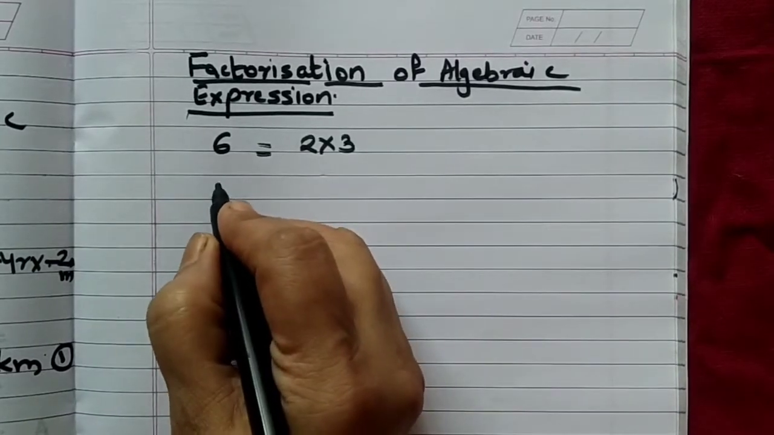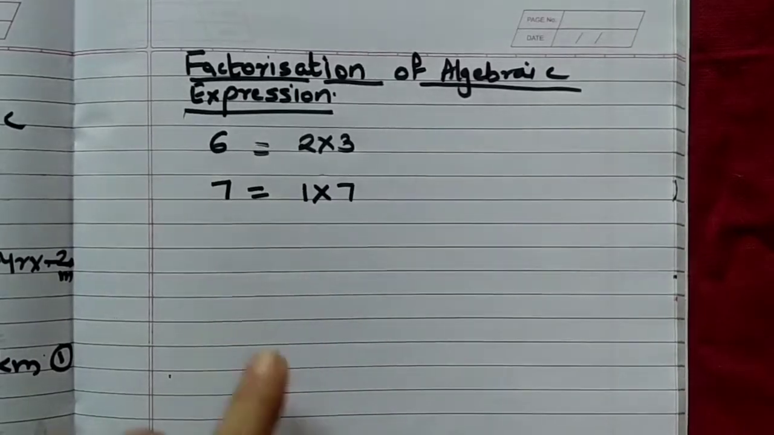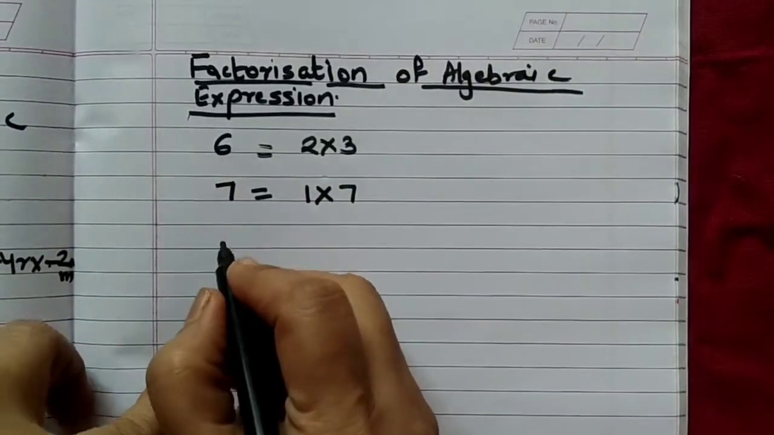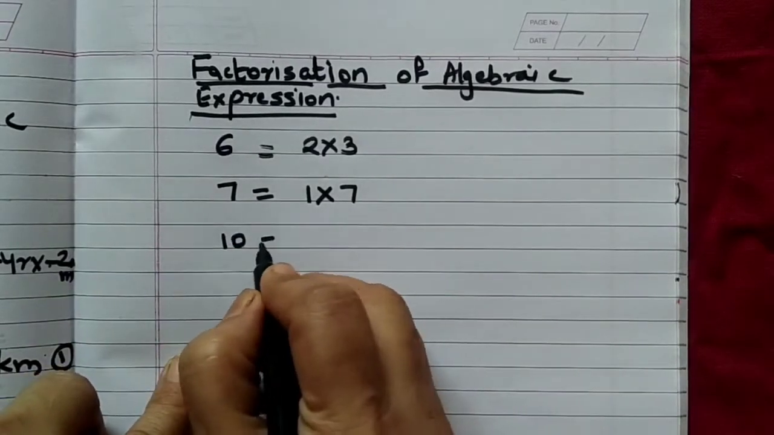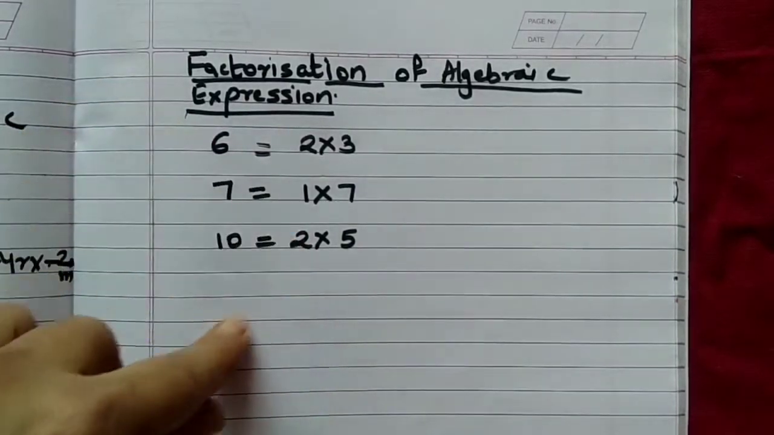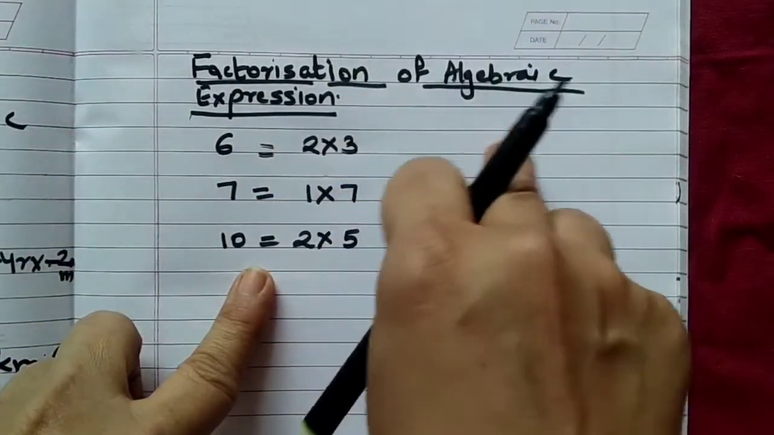Similarly, if I want to say 7, what are the factors of 7? Factors of 7 are 1 into 7. There are no other factors because 7 is a prime number. What are the factors of 10? The factors of 10 are 2 multiplied by 5. Now this is about the numbers, but here we are going to do the factors of algebraic expression.